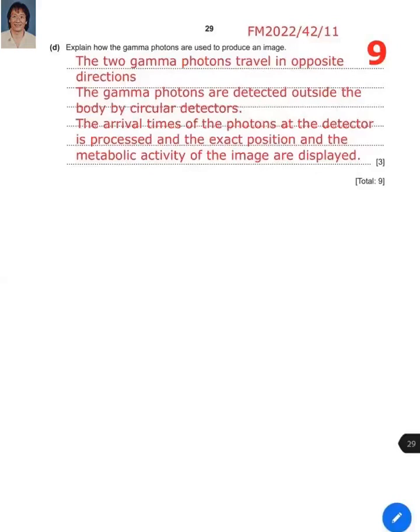In part d, explain how the gamma photons are used to produce an image. The two gamma photons travel in opposite directions. The gamma photons are detected outside the body by circular detectors. The arrival time of the photons at the detector is processed, and the exact position and the metabolic activity of the image are displayed.